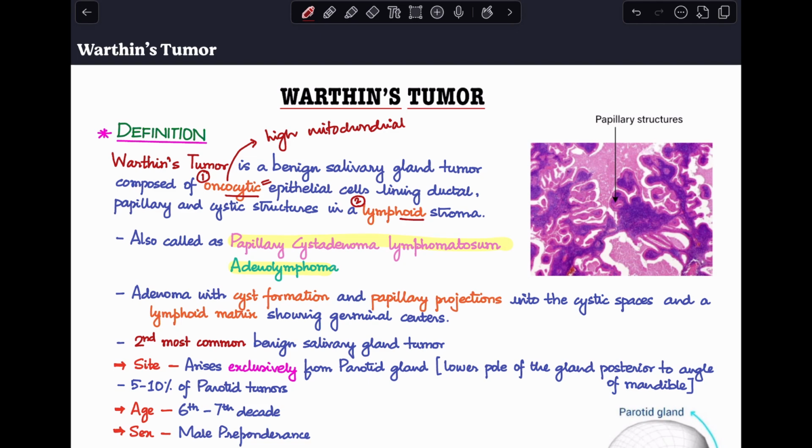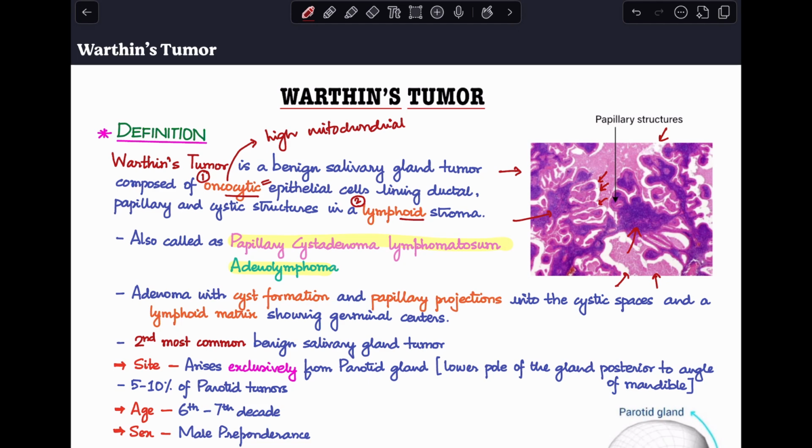Now let's look at the image on the right side. Warthin's tumor is an adenoma formation which has a lot of cystic spaces. You can see these are all cystic spaces, and these cystic spaces have papillary projections into them. And secondly, all these purple areas that you are seeing are the lymphoid matrix, and some of them have germinal centers.